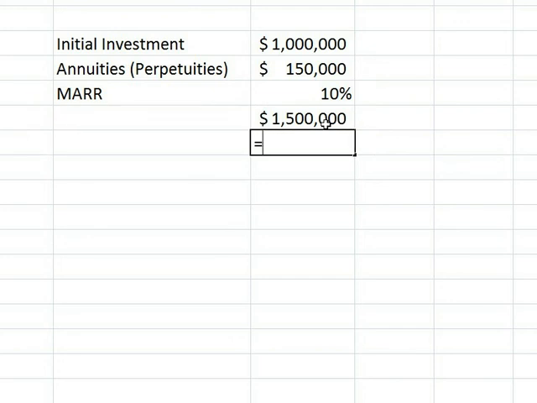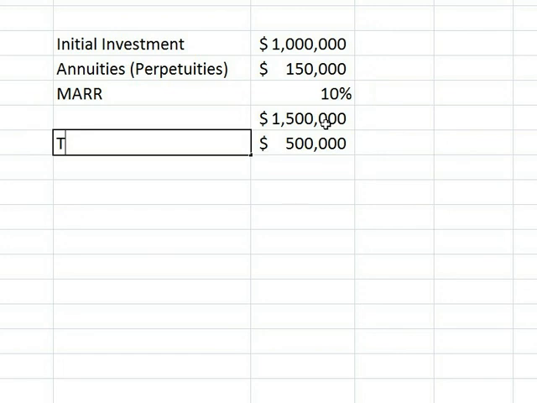1,500,000. If from the benefit of 1.5 million we subtract the initial investment of 1 million, the total net benefit that we get is $500,000, and since this is a positive quantity, the decision would be that this is in fact an attractive project, and we will suggest it to be done.